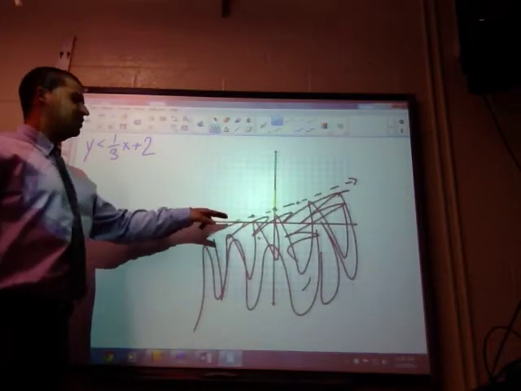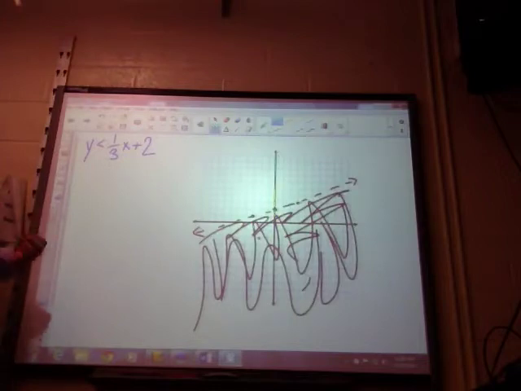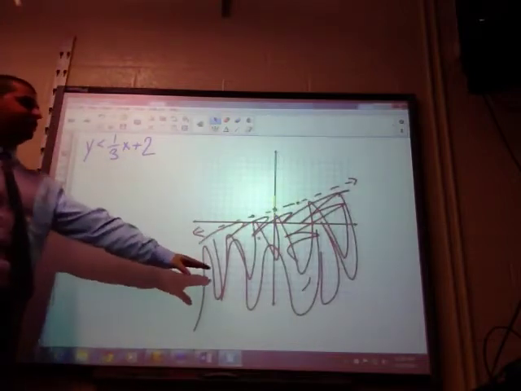And in this case, since it's a dashed line, anything on the line would also be false because it's not included as a part of your inequality. It's not part of the solution set. Everything that's shaded is.